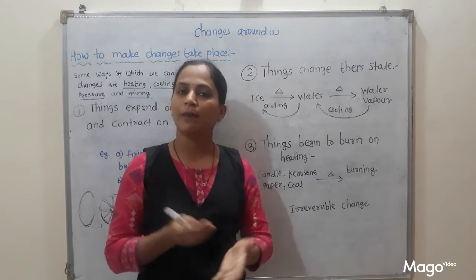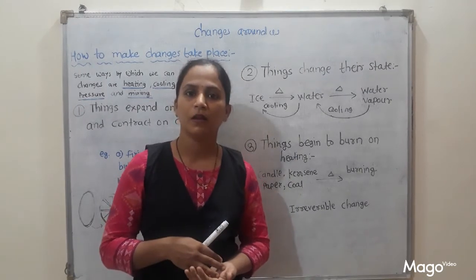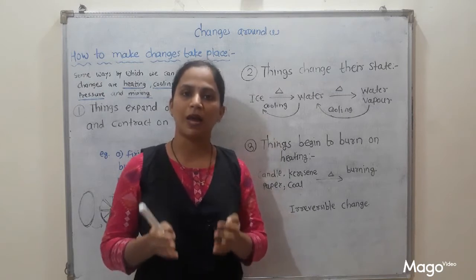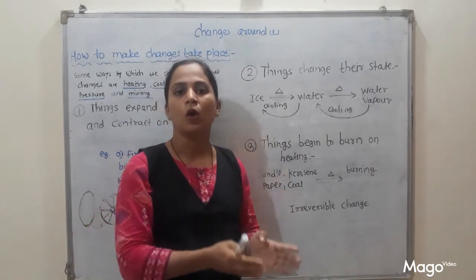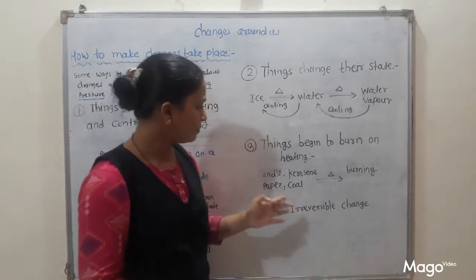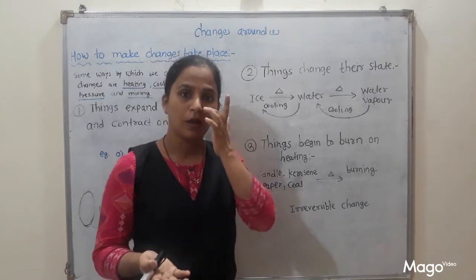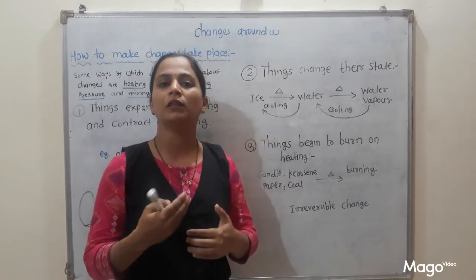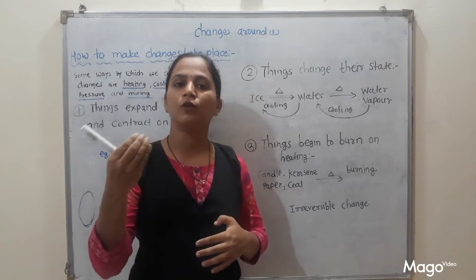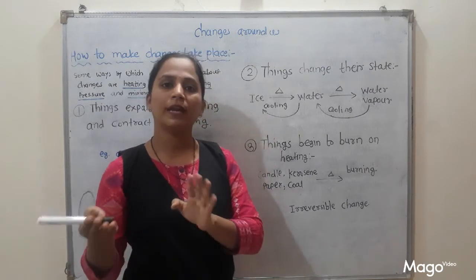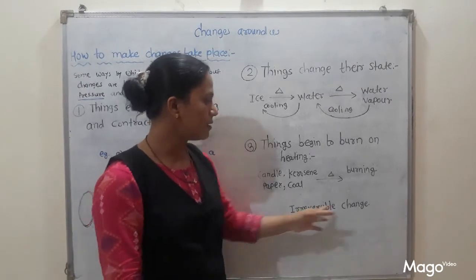And this is which type of change, students? Is it reversible or irreversible? Yes, it is irreversible change. Why irreversible change? Because from ash we cannot prepare original paper. When we burn wood, after burning, that wood gets converted into charcoal, the coal. That coal, we cannot convert again into wood. So these are irreversible changes.